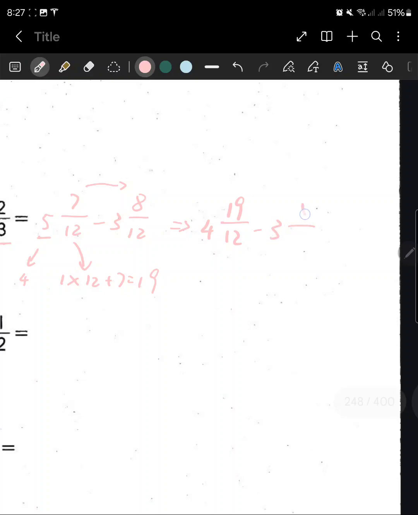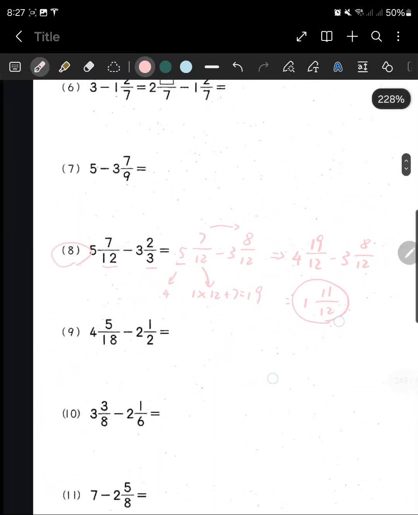Subtracting 3, nothing changes for this one. And then whole number subtract whole number is 1. 19 subtract 8 is 11 over 12. That's my answer for this question.